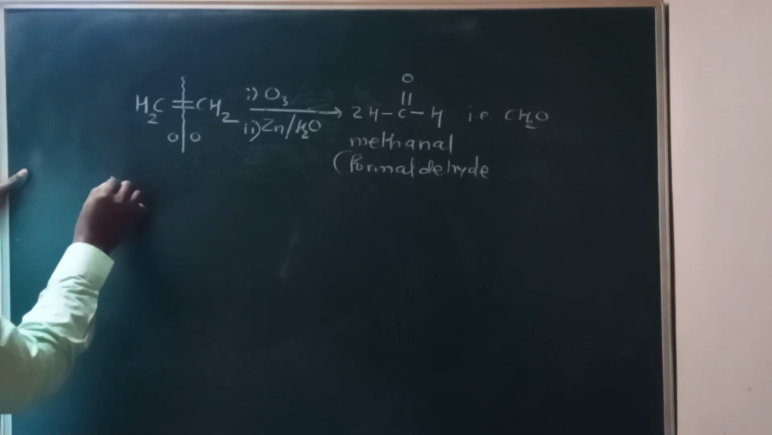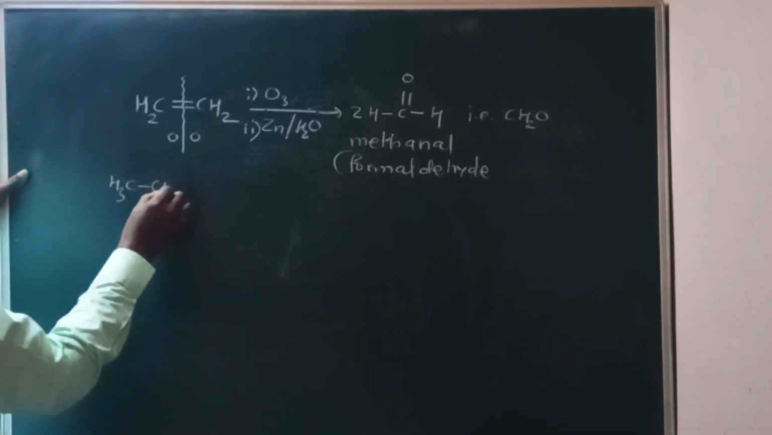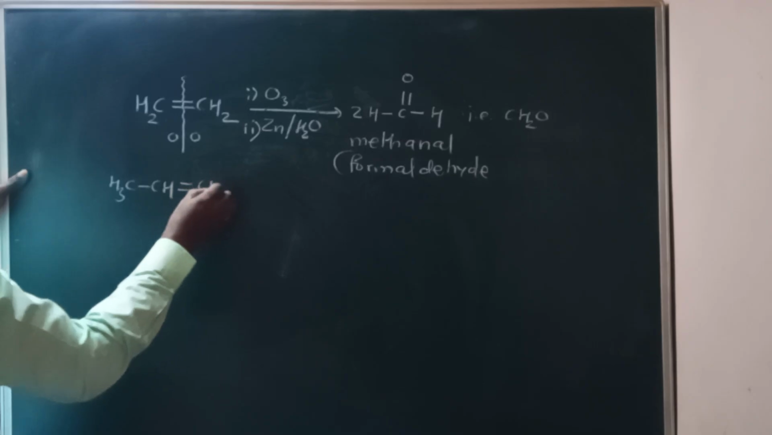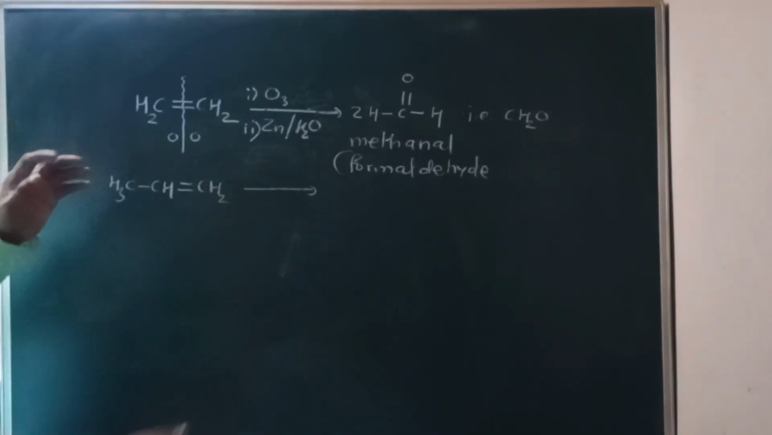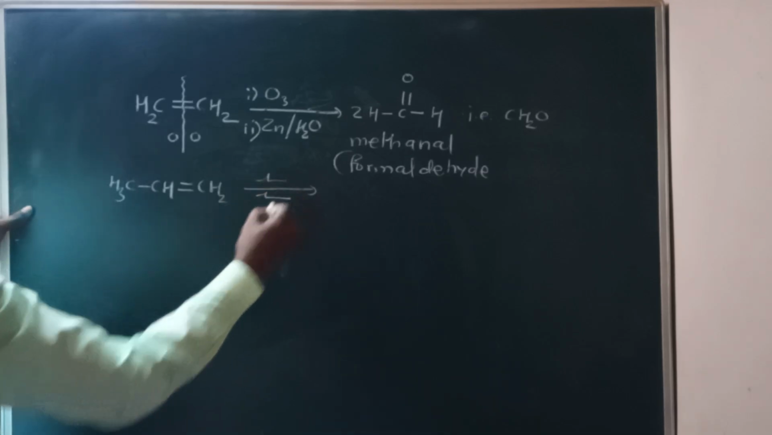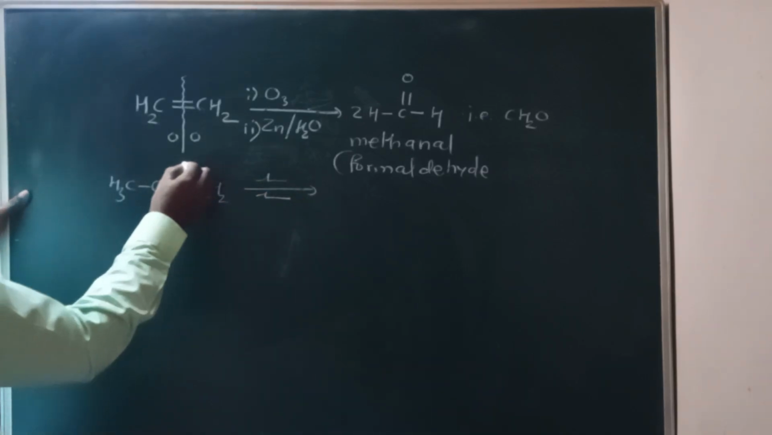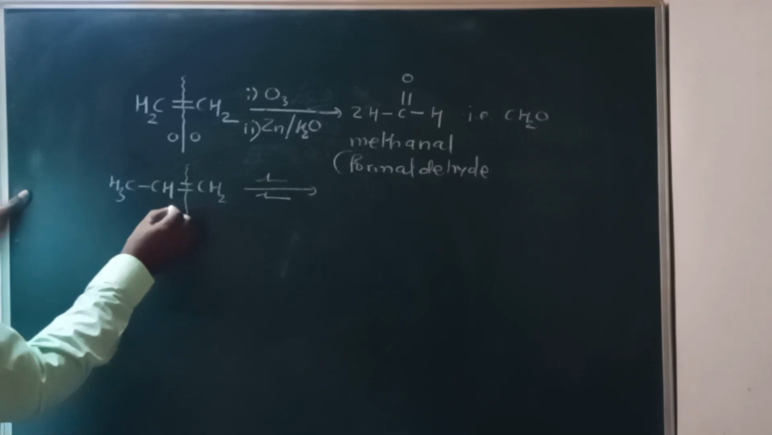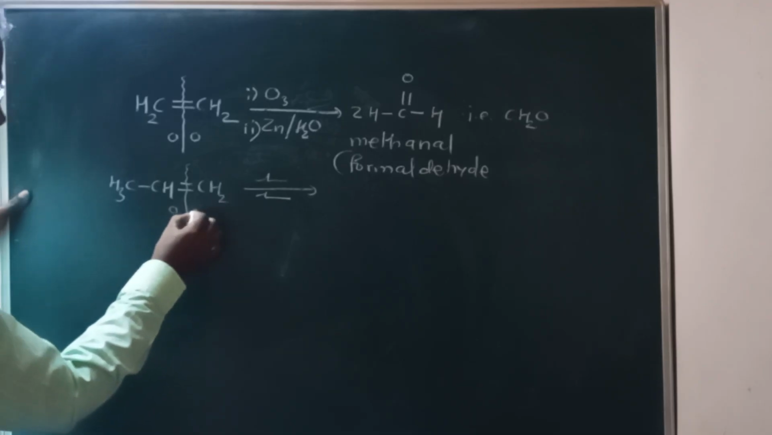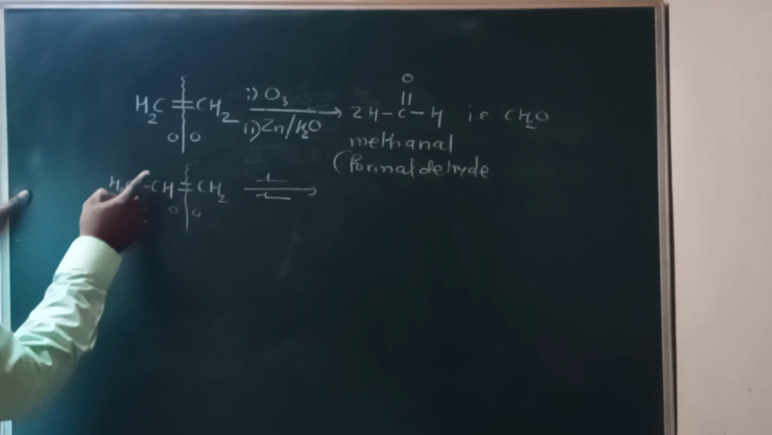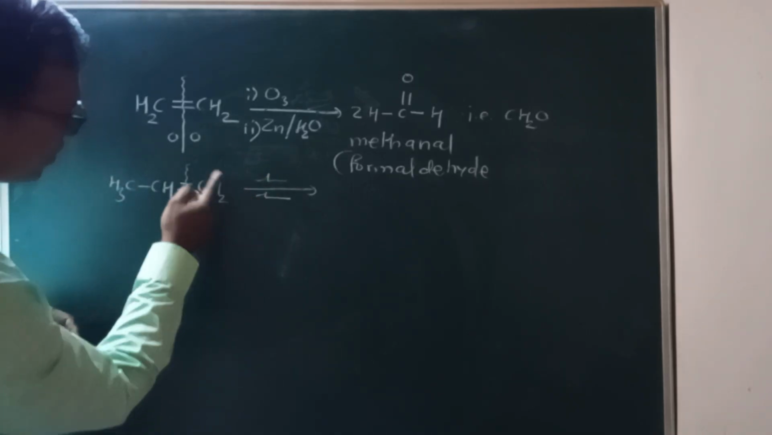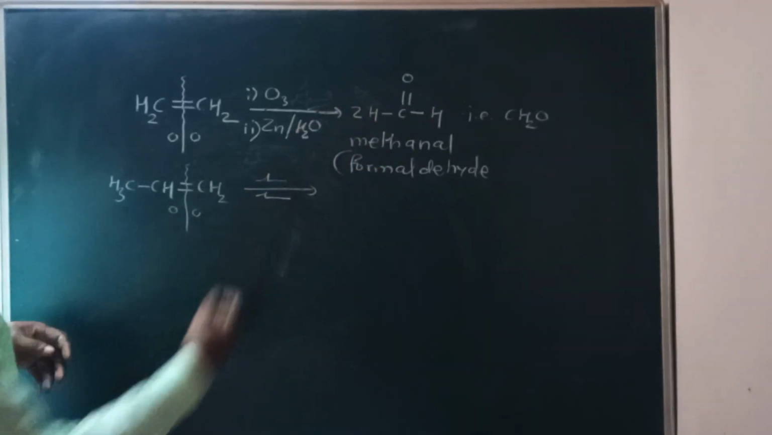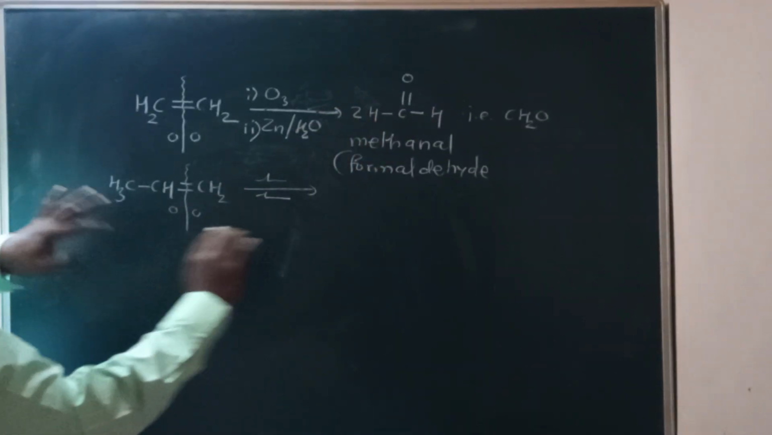This alkene, CH3, then CH double bond CH2. On the same reaction, that is ozonolysis followed by reductive cleavage, breaking takes place across the carbon-carbon bond. Give one oxygen to this left carbon, the other to the right carbon. So this becomes CH3CHO. CHO means aldehyde group, right? And from this side we'll get CH2O, that is the same formaldehyde. So in this case we'll get two different aldehydes.